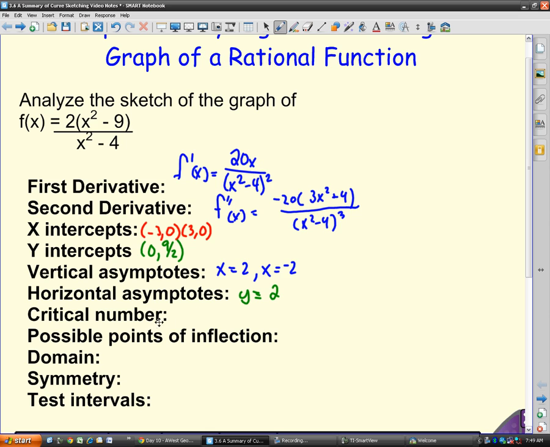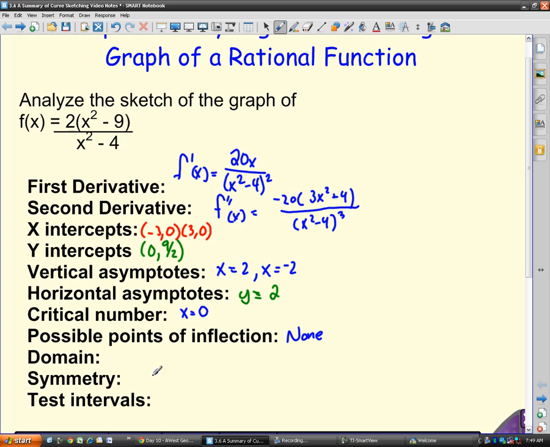Critical numbers are found when we set the derivative equal to 0, and when we do that, we get x equals 0, so there's our critical number. Then points of inflection come from setting the second derivative equal to 0, and when I do that, I get imaginary numbers, so there are none of these.